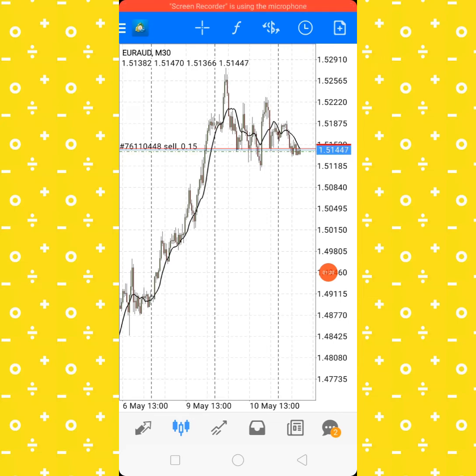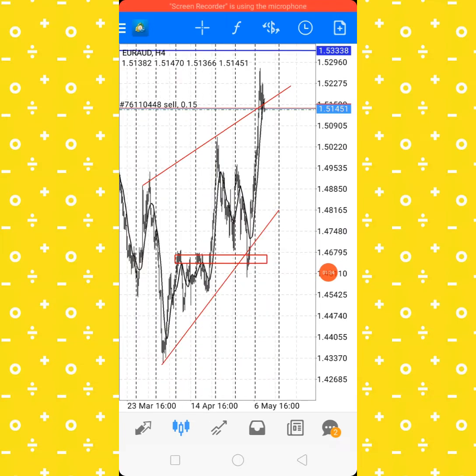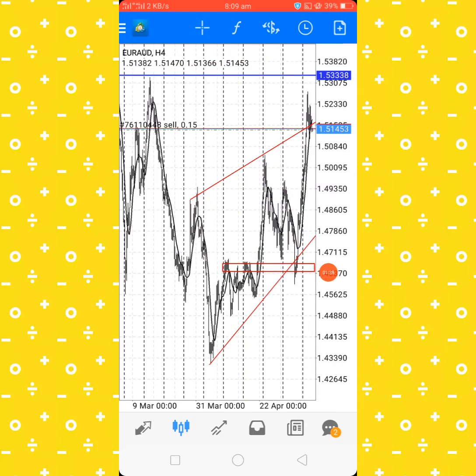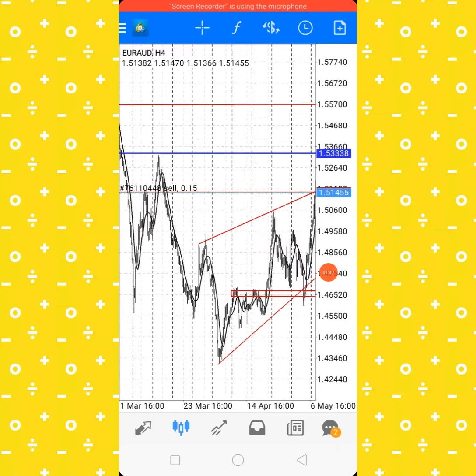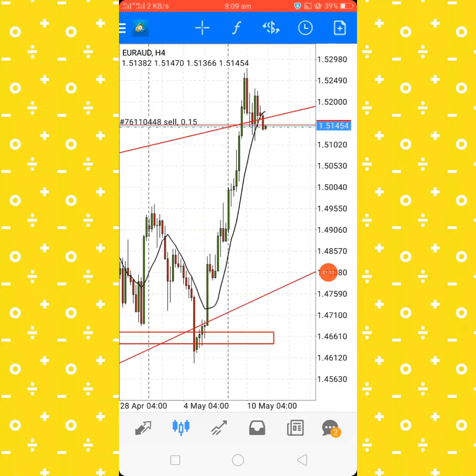I'm selling because if I go on H4, and as you can see, if I zoom out, we can see we are at the resistance zone. So that's why I'm selling. We don't sell anywhere else, we sell at resistance and we buy at support. So based on that, that's why I'm selling. And as you can see, I already took a sell.